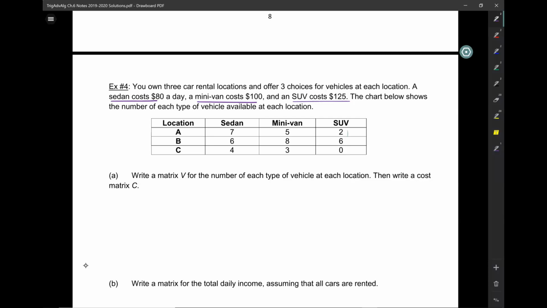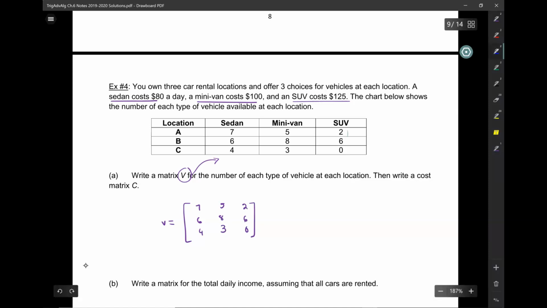Write a matrix V for the number of each type of vehicle at each location. Then write a cost matrix C. Okay. So it says to write a matrix V for the number of each type of vehicle. So that we're going to get from here. So V is going to be each car at each location. So it's basically that matrix over there. 7, 6, 4, 5, 8, 3, 2, 6, 0.